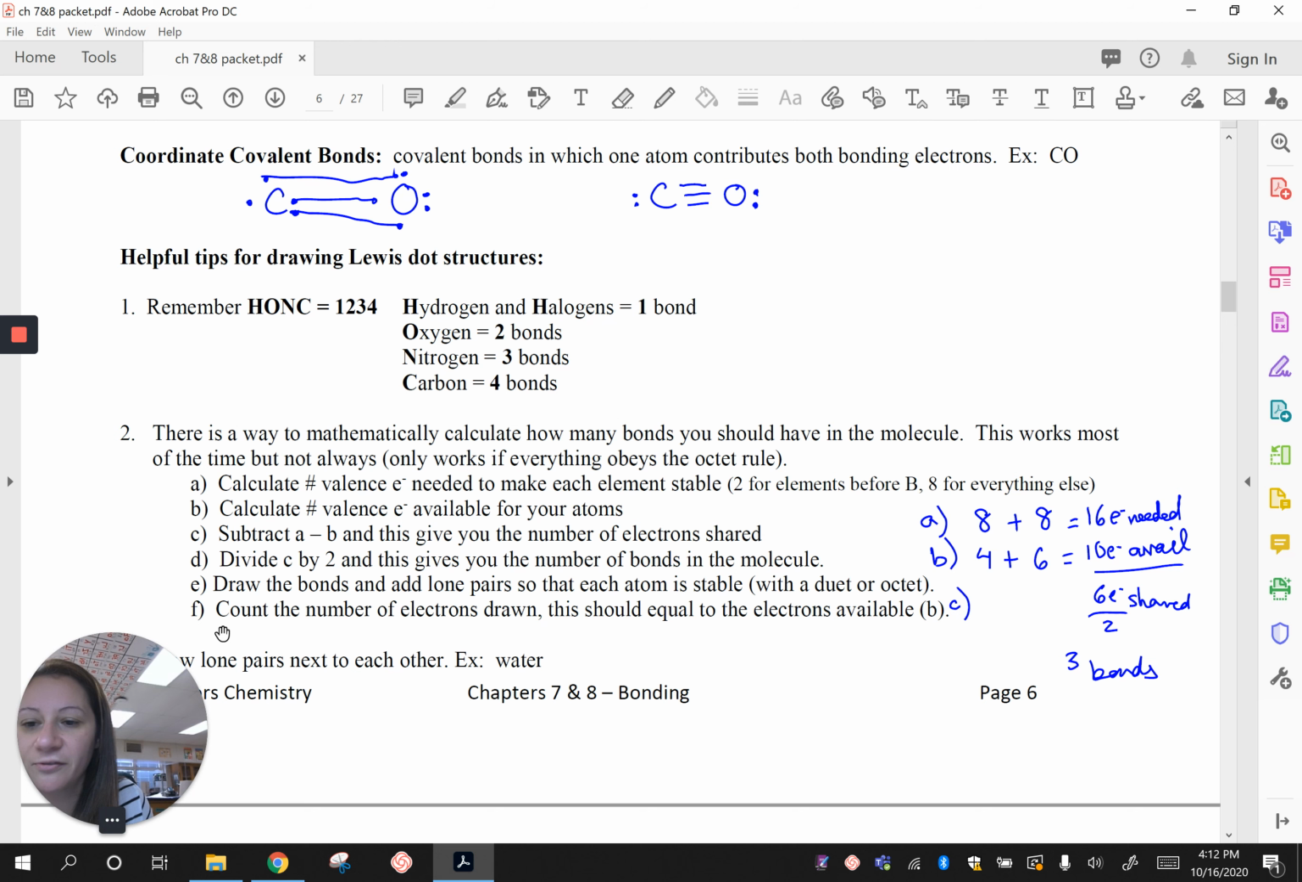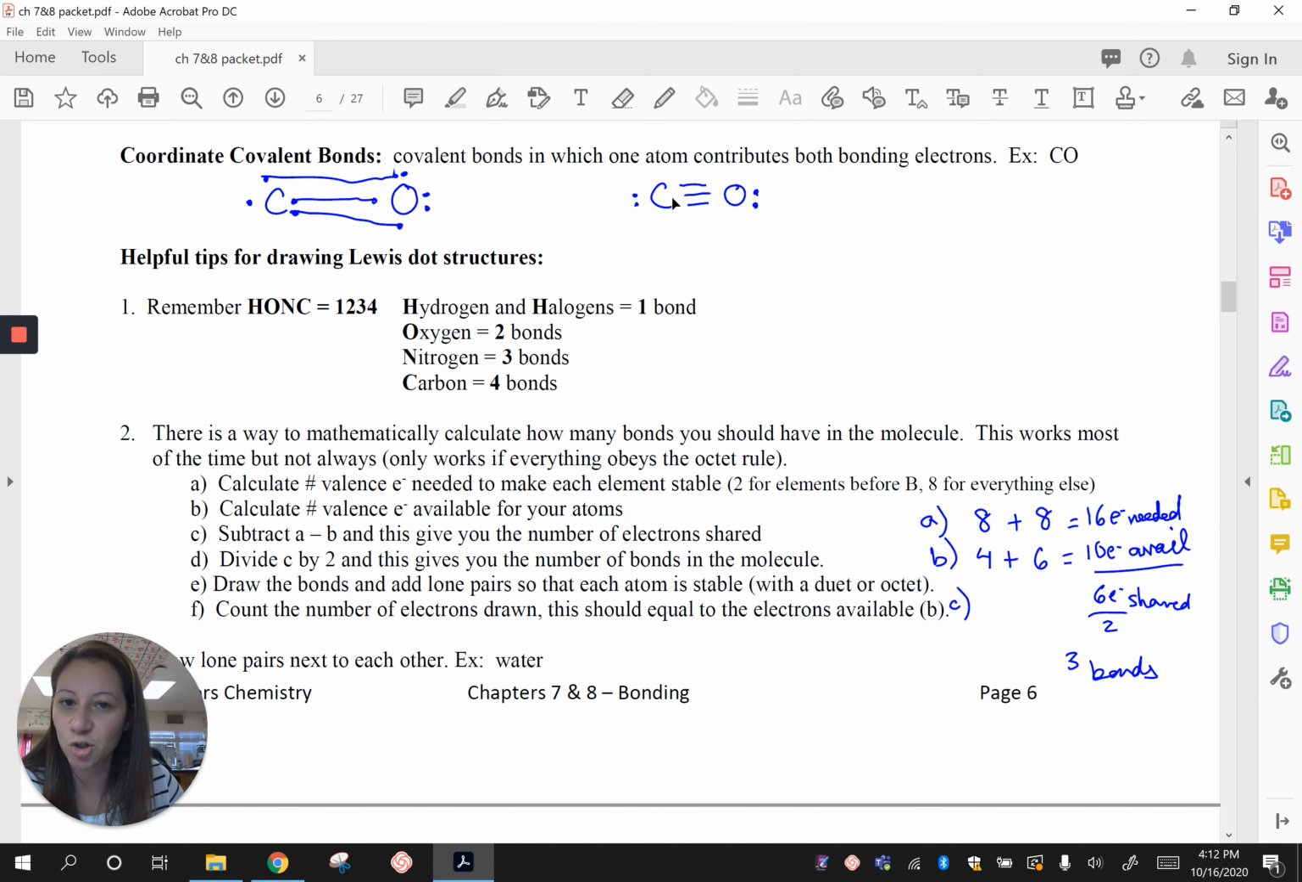Okay. Letter F, count the number of electrons drawn. This should equal the electrons available in part B. This is very important. You want to check that you did it correctly. So we're going to count how many electrons. 1, 2, 3, 4, 5, 6, 7, 8, 9, 10 total. That should equal the number in B, which is 10 electrons available. So that means we did it correctly.